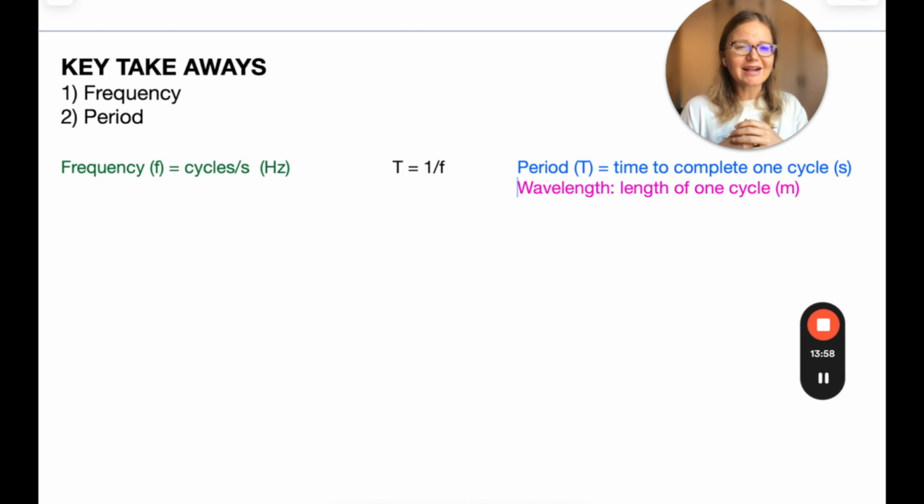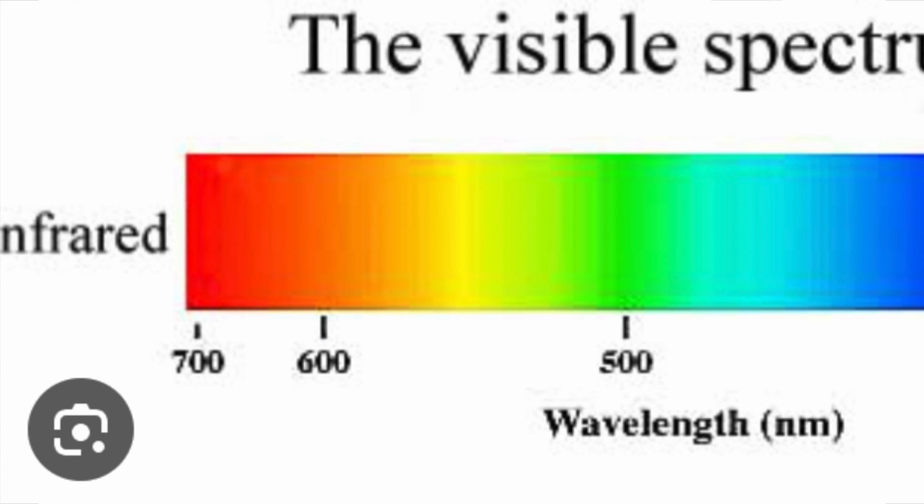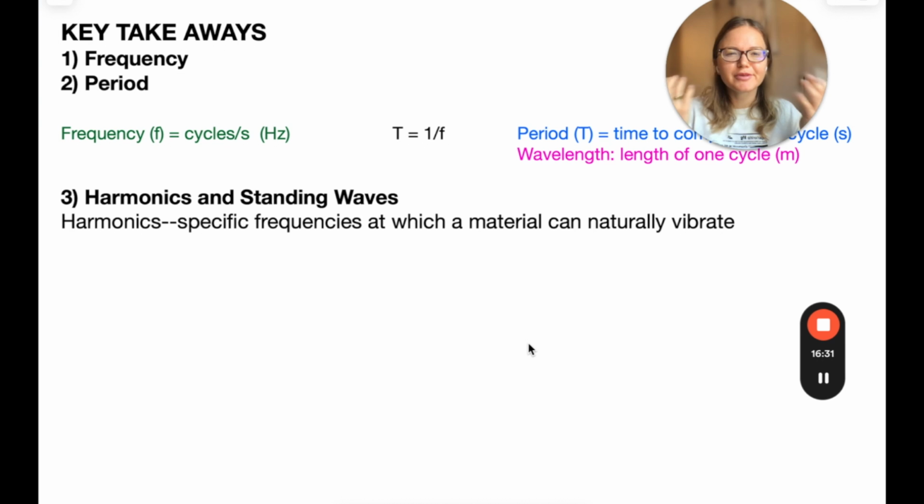We also touched on the fact that you don't want to confuse wavelength with period. So period is the time it takes for 1 cycle to complete. Wavelength is the length of that cycle. So wavelength you'll usually see on the MCAT measured in meters, specifically nanometers, because nanometers is used for the visible light spectrum. Then we talked about how harmonics are just specific frequencies at which material, like a guitar string, for example, would naturally vibrate.